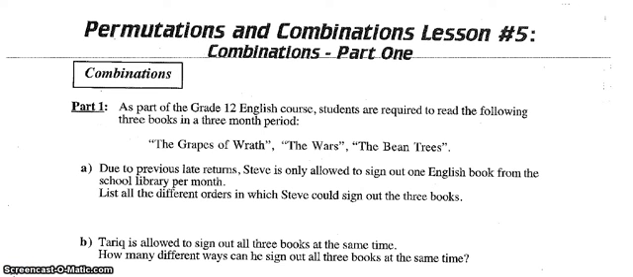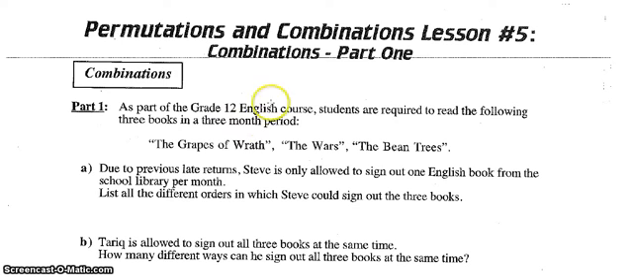Hi everyone. Let's continue with lesson 5, permutations and combinations. We've done permutations in the first 4 lessons and now we're moving on to combinations. What's the difference between the two? They're related to each other, very similar. Let's look at the following example.